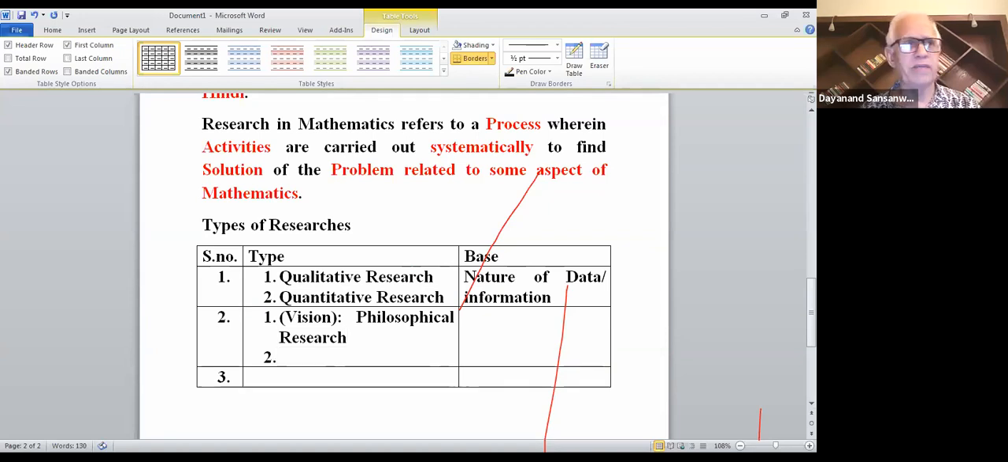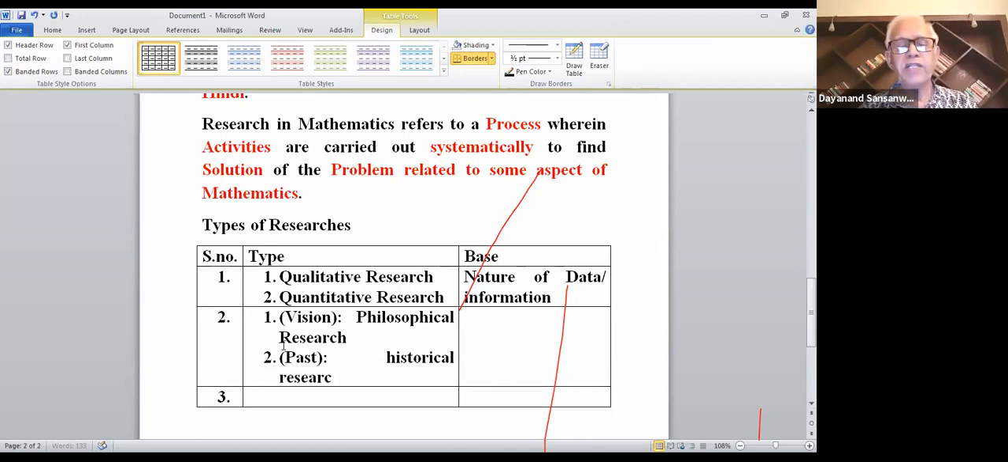Another can be, if you want to study a past event, then it has to be historical. And your historical research may have the qualitative information, or it may have the quantitative information. The historical research will have more qualitative information, less quantitative information.